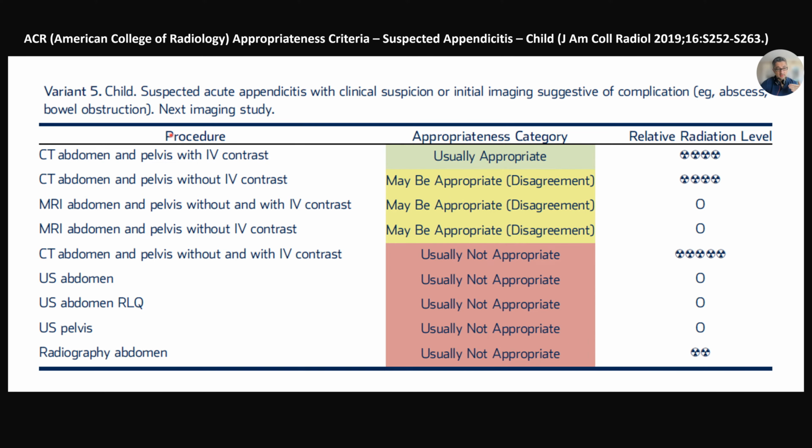And the last variant, the fifth variant, is suspected acute appendicitis with clinical suspicion or initial imaging suggestive of complication. So most likely there is an abscess or bowel obstruction, and if you're doing the next imaging study, this should be a CT with IV contrast. You can also do an MRI, but ultrasound will most likely be not appropriate or useful.